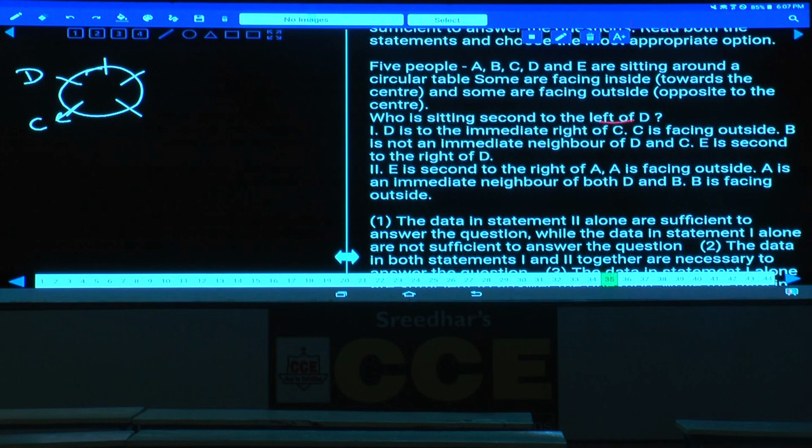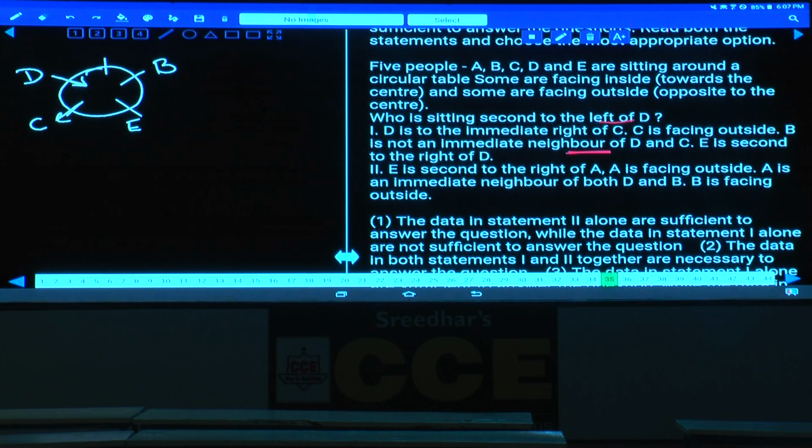B is not an immediate neighbor of D and C. As B is not an immediate neighbor of D and C, B must be here. E is seated second to the right of D. As E is seated second to the right of D, D must be facing towards the center, then only E will be here.